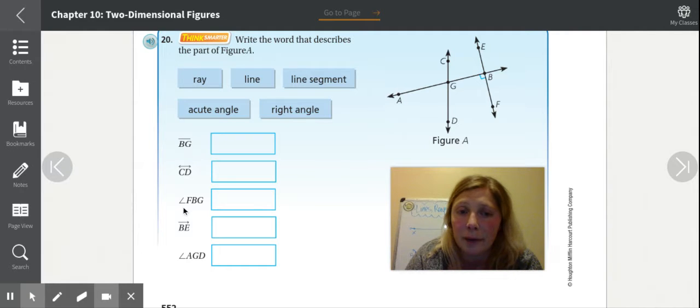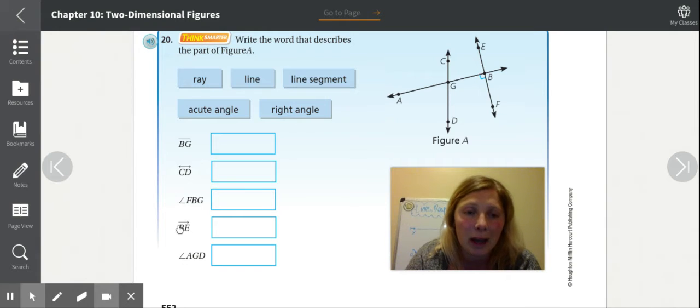Here is the sign for angles. So we have angle FBG. So I see F, B, and G. Now the B is in the middle, so see the middle, the B here. So that's why I'm looking at it F, B, G. Notice the square here in the middle. When angles form a square, they are right angles. So I would write right angle here.